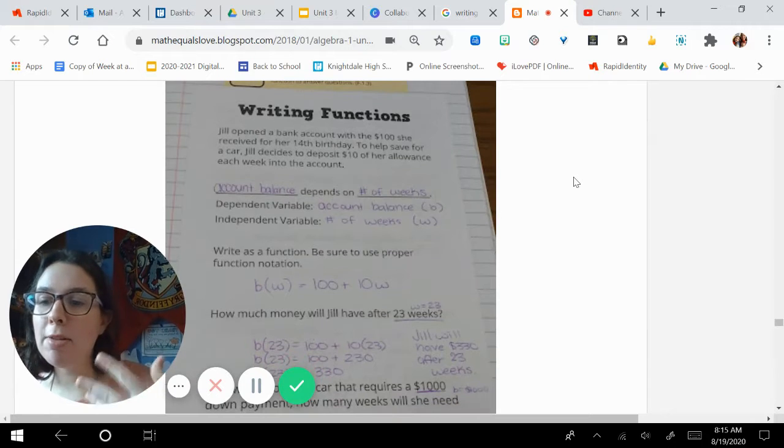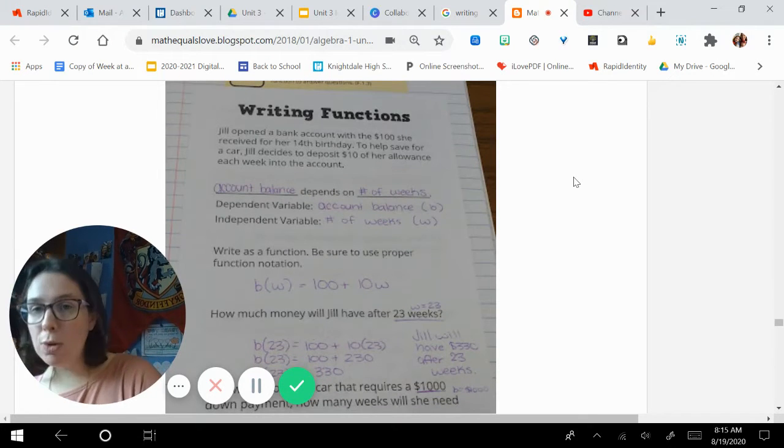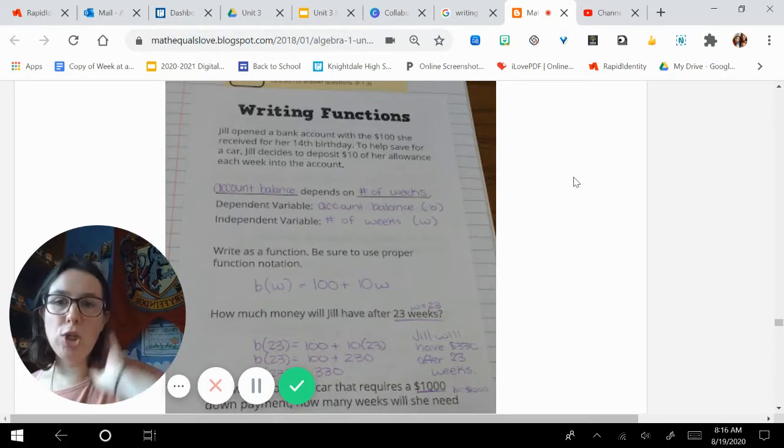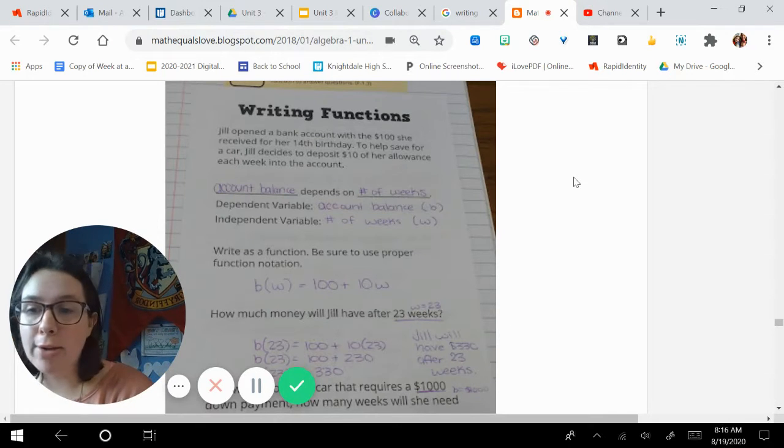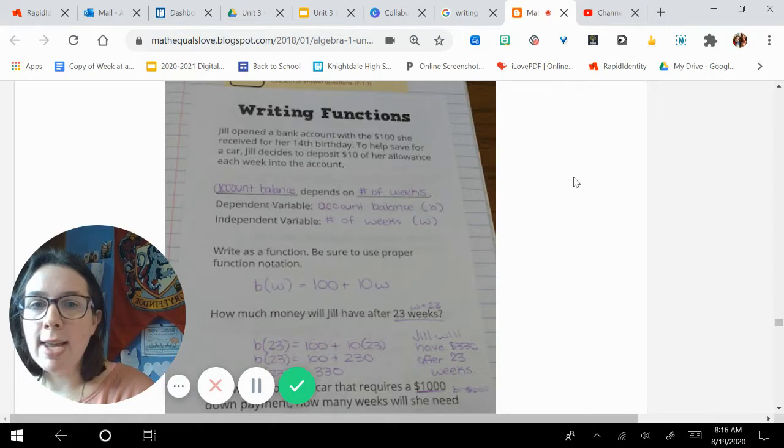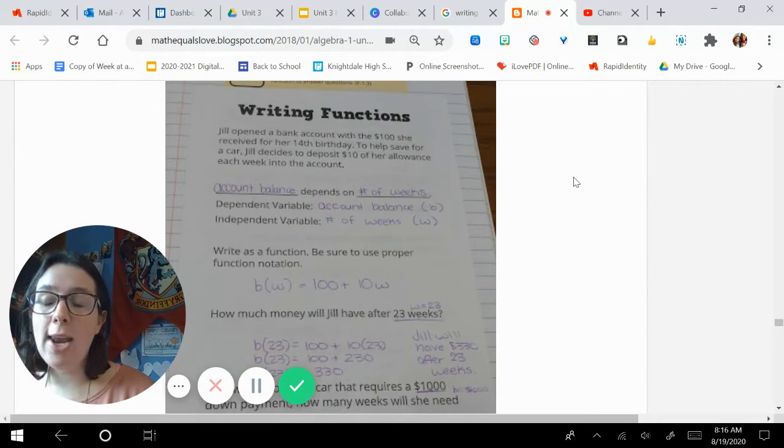All right. So remember, just fill it in as I write. So let's look at the original word problem. Jill opens a bank account with $100 she received for her 14th birthday. To help save for a car, Jill decides to deposit $10 of her allowance each week into the account. So we need to figure out again our independent and dependent variable. Once you can figure that out, that helps you decide what the equation is going to look like.